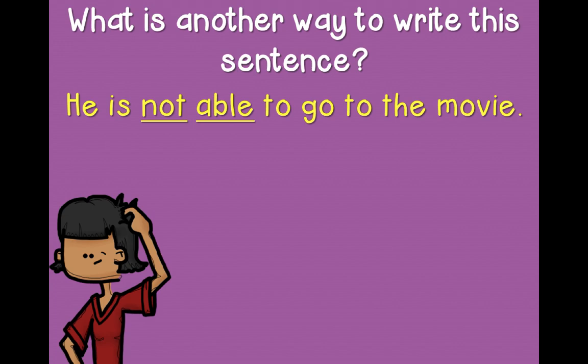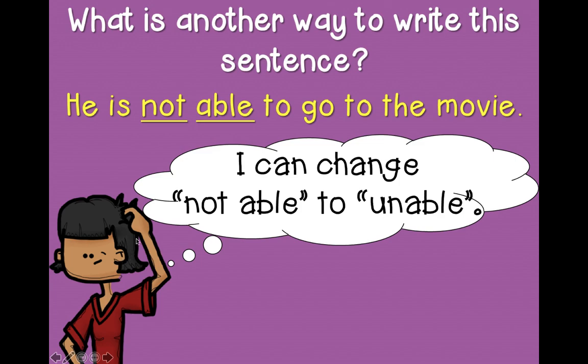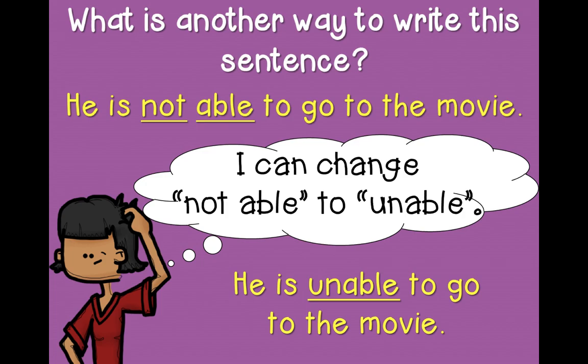What is another way to write this sentence? If we have this sentence, he is not able to go to the movie. Pause your video and think to yourself, say aloud, what word could we put in place of not able? Now, read that sentence to yourself with a new word. Yes, you can change not able to unable. So the new sentence could be, he is unable to go to the movie, because I remember the prefix un means not. So I can change not and add the prefix un.